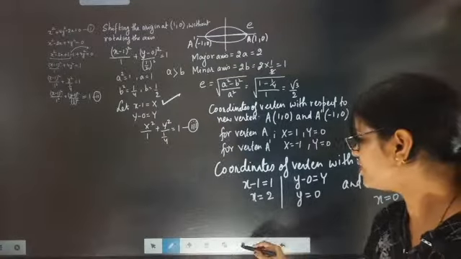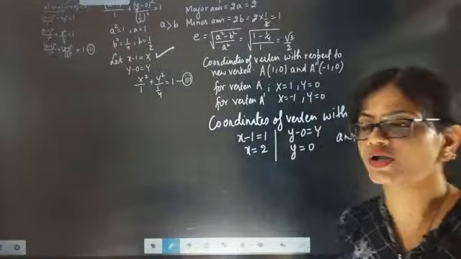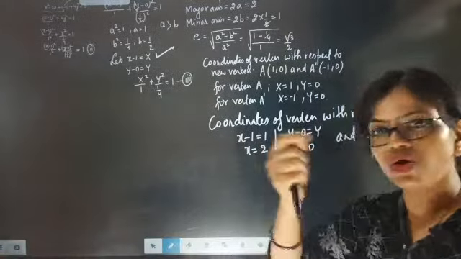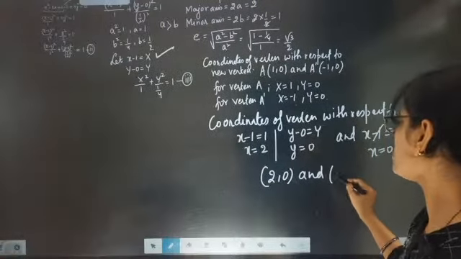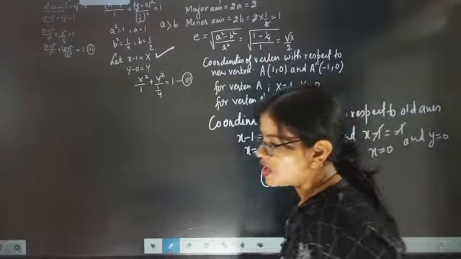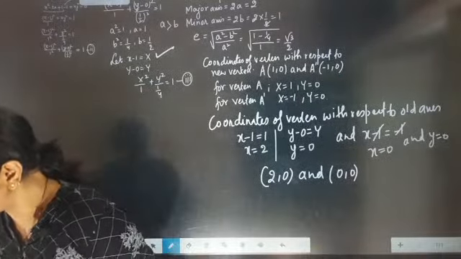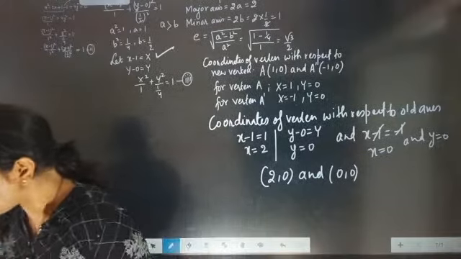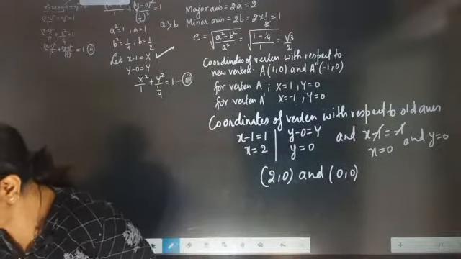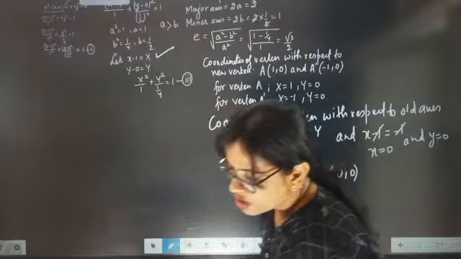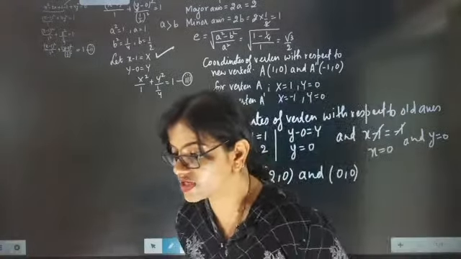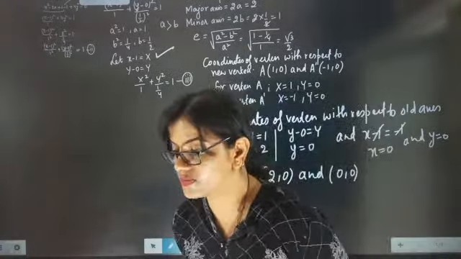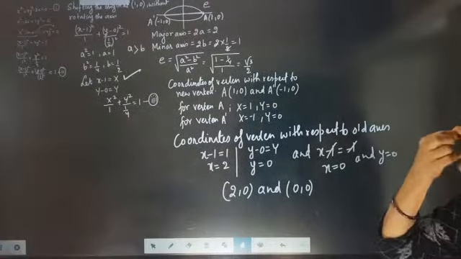So old vertex point is 2 comma 0 and 0 comma 0. I hope you might have understood. Gautam, 2 comma 0 and 0 comma 0 will come. Check one time very nicely. 2 comma 0, beta, minus 1 will cancel. So 2 comma 0 and 0 comma 0 will come.